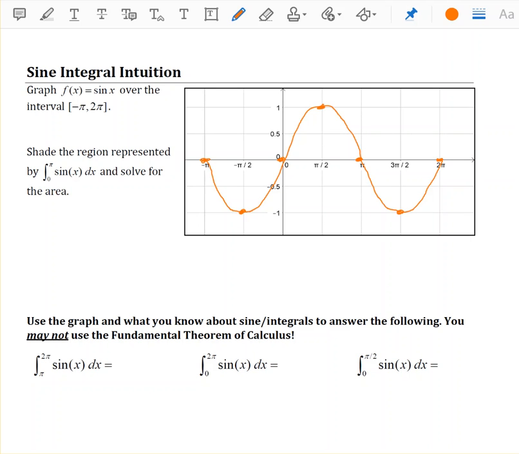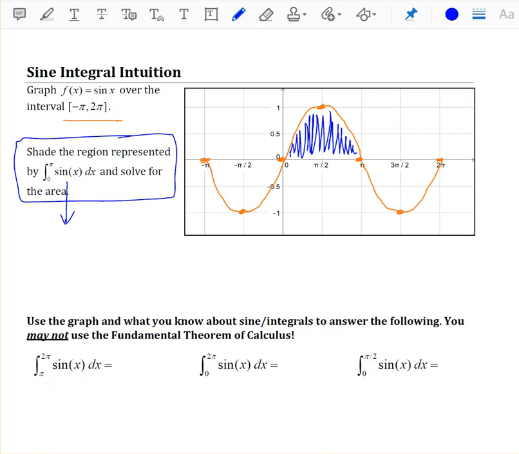And so I've graphed that here with its key locations. And it asks us to graph from negative pi to 2 pi, so that's what I've done. Then we're asked to solve for a shaded region represented by that definite integral. So the first part is to make sure we know that that means the area between the sine graph and the x-axis, between those two x values. And then hopefully next we remember how to solve for these definite integrals.